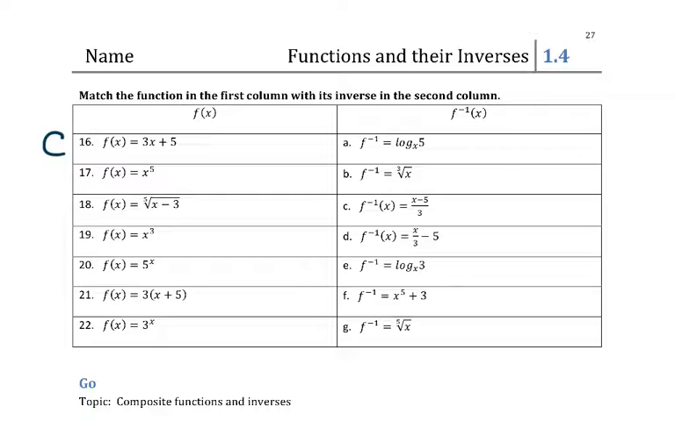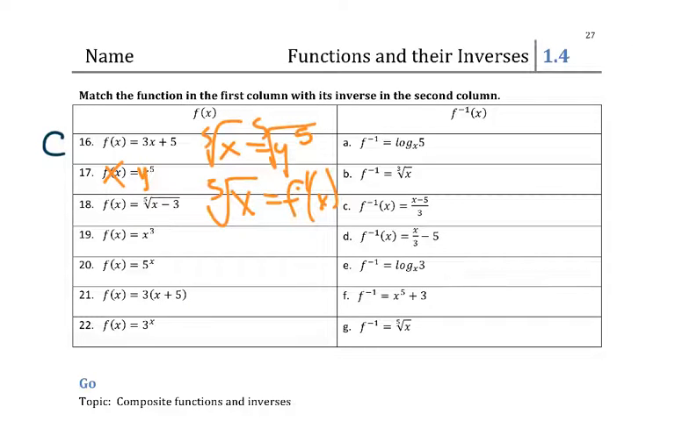Okay, then we do it for 17. So change that to x, make that y. It's kind of a shortcut. Well, what's the opposite of taking something to the 5th power? It would be the 5th root. So we'd end up with the 5th root of x equals y. Or the inverse. So we'd end up with the 5th root of x for g.